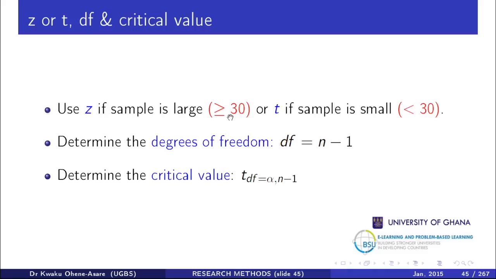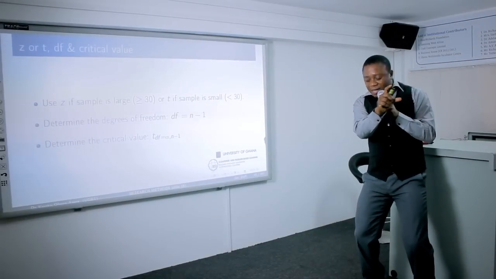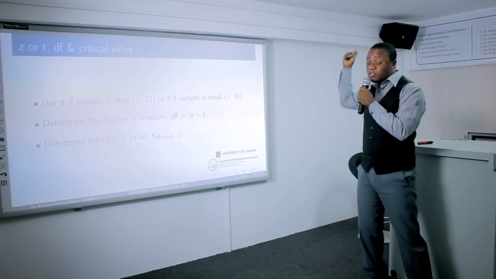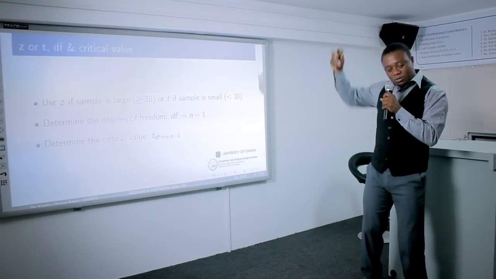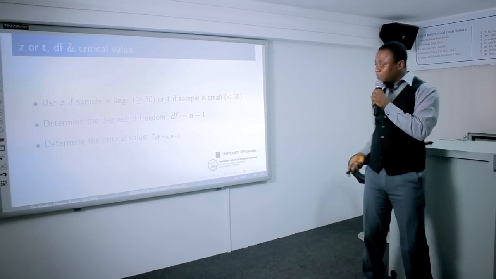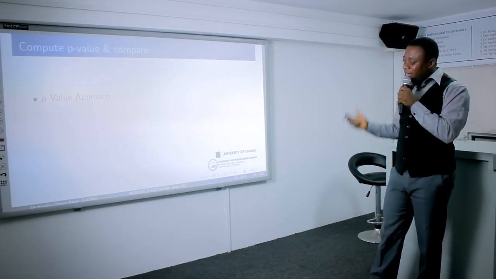To find the critical value, you need the alpha. You remember what alpha is? The level of significance. And then you will see where the alpha and the degrees of freedom meet on the table, and that is your critical value. Once you get your critical value, you have already calculated the t statistic, and then you can compare the two and make a conclusion.